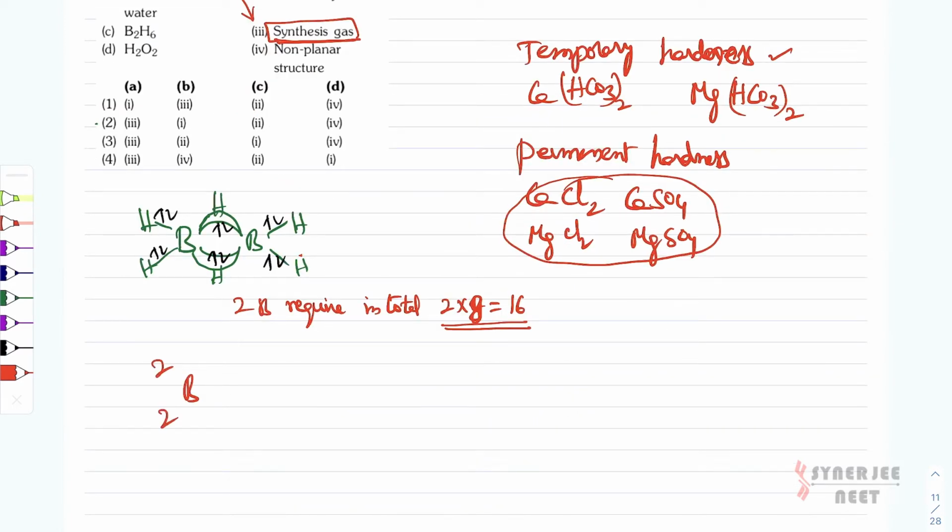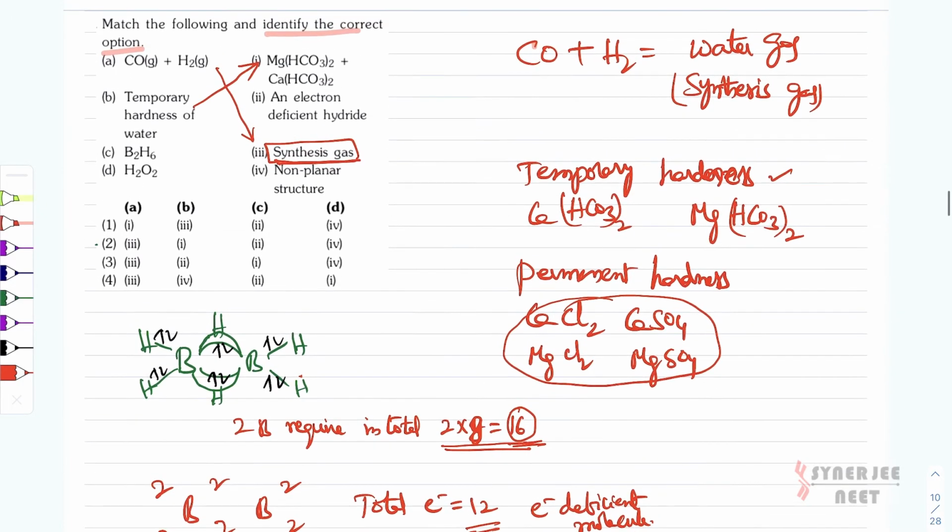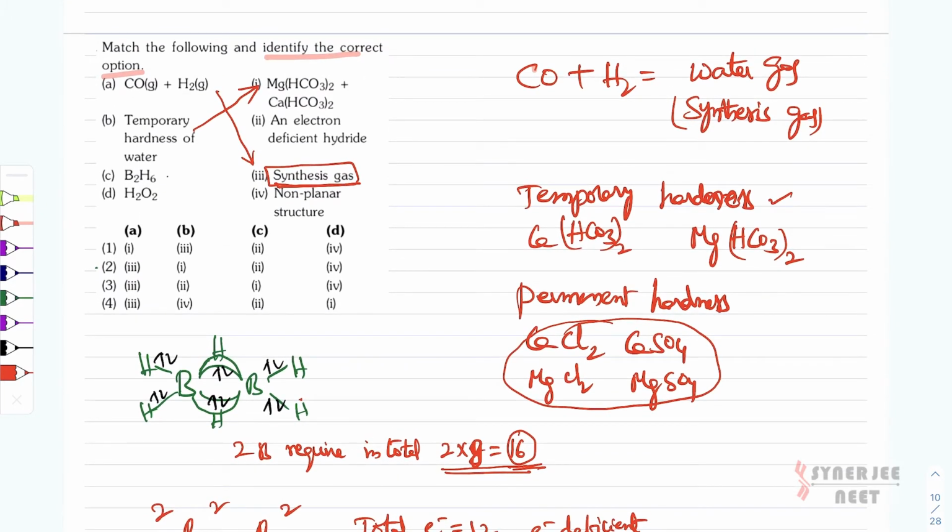Here 2 electrons and 2 electrons, and another boron 2 electrons. So total 4, 3 are 6, 12 electrons are there. Required is 16 electrons, but available is only 12 electrons. Therefore, it is electron deficient. B2H6 is an electron deficient molecule. So for B2H6, this is the right one.